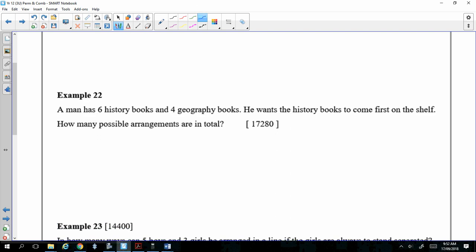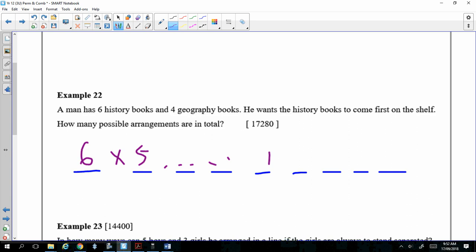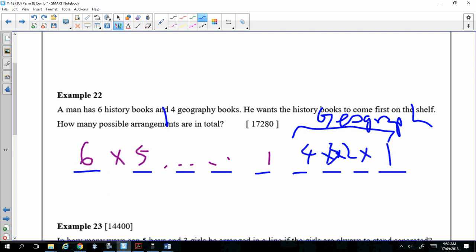Yep, what's your explanation? And then the geography ones, yep, which is 4 times 3 times 2. Yep, very good, good explanation. Geography, and then history. So then you recognize 6 factorial times 4 factorial. I'm not going to do that because it should be the same. Okay, excellent.